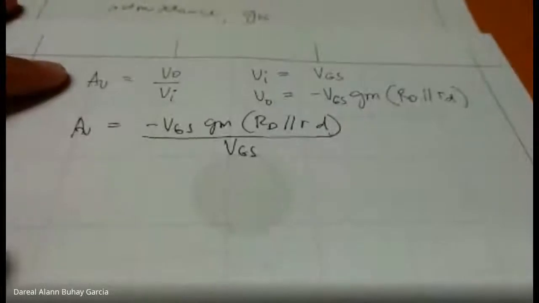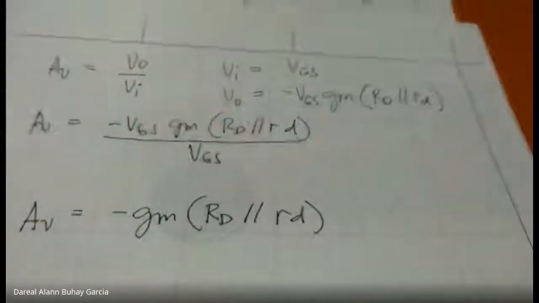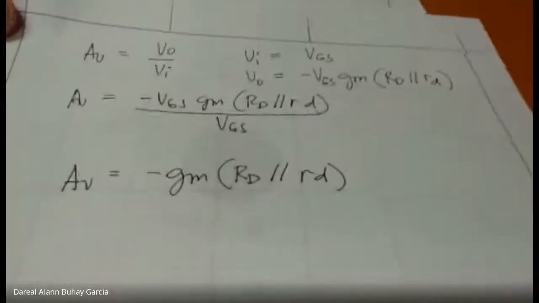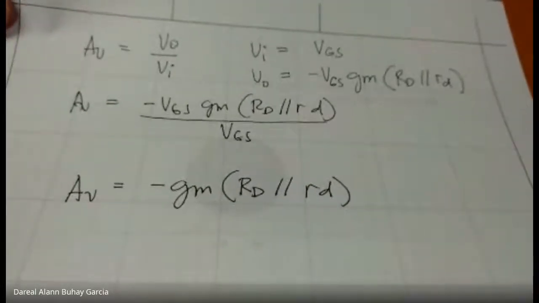Divided by VGS. Cancel si VGS. Voltage gain for a self-bias configuration of a JFET amplifier, AV is negative GM RD parallel RD. Input impedance, output impedance, GM parallel RD. Right. So that's only for the self-bias configuration.